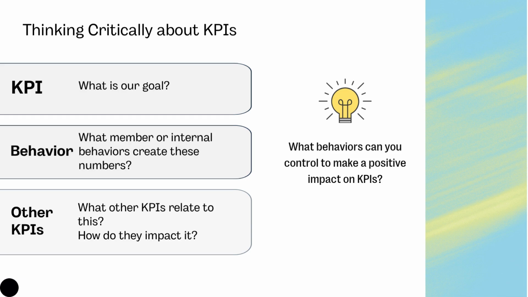For example, not all churn is created equal. So we want to consider what group and demographics of members we're focusing on. Ultimately, though, what we're learning in this series is that we can't control a number. Instead, we impact behavior. So we're looking at those behaviors that we can control, that we can impact, that make a positive impact and then drive those KPIs.